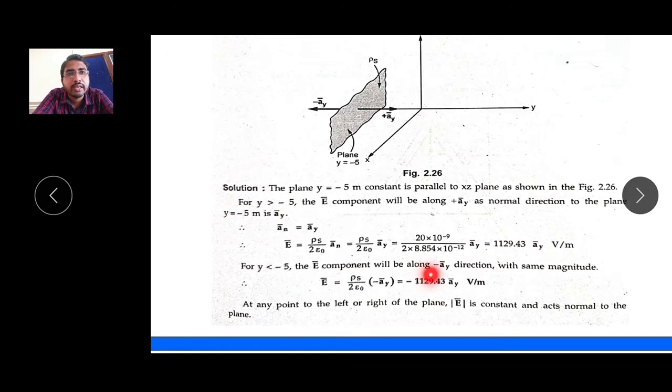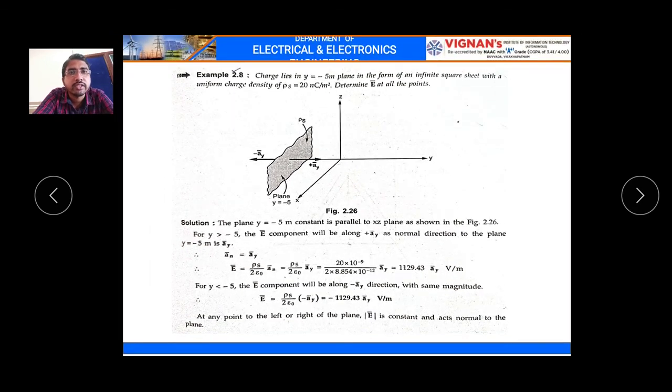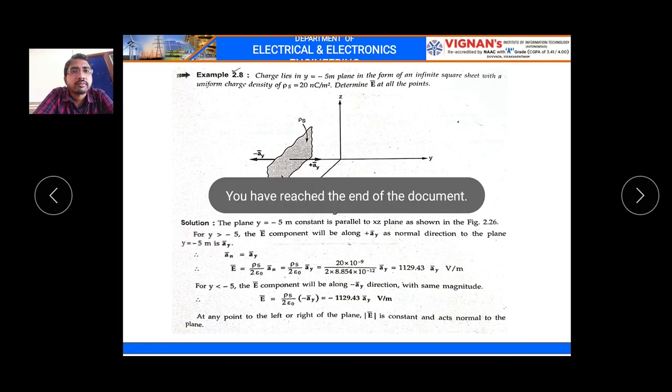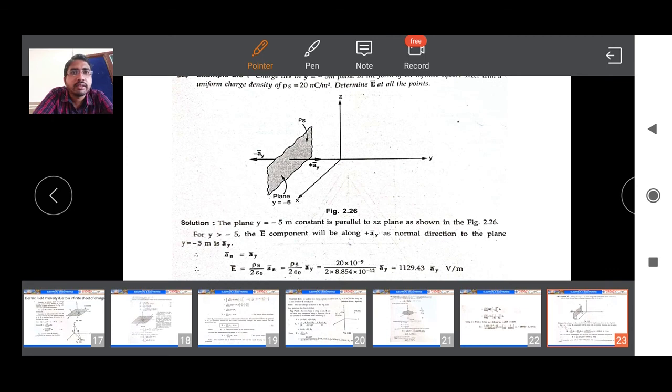These are direct applications of formulas in the derivations. Okay. Thank you.